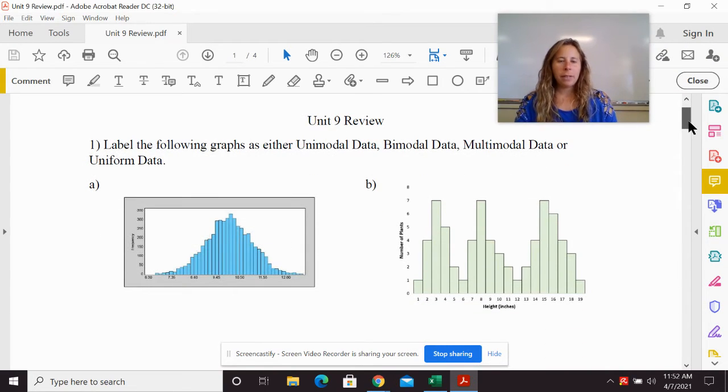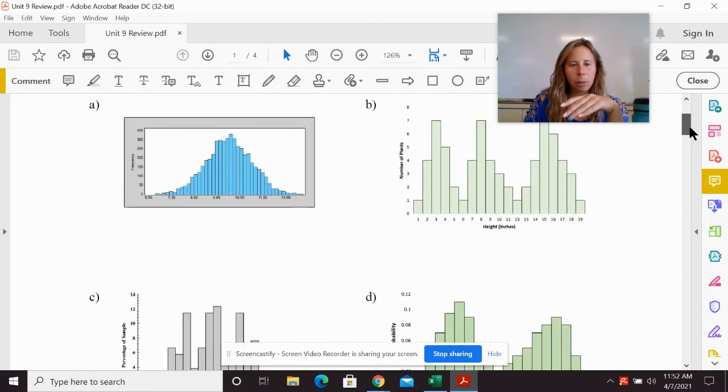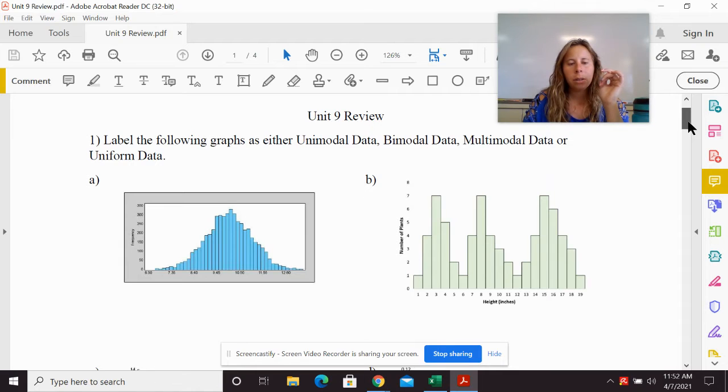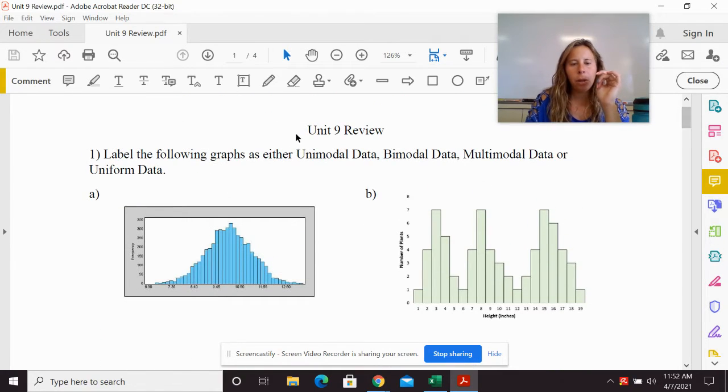Label the following graphs as either unimodal, bimodal, multimodal, or uniform. All right. So, you're just looking at these histograms. So, uni is going to have one hump. Bi is going to have two humps. Multi is going to have multiple humps or multiple peaks.